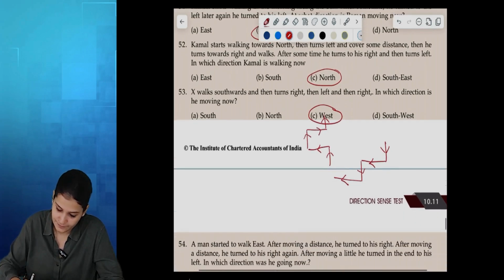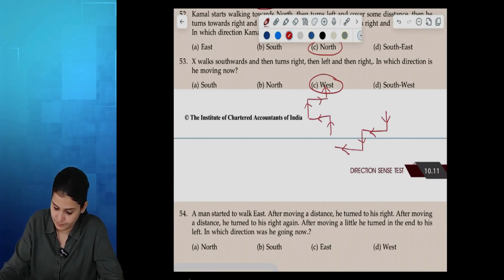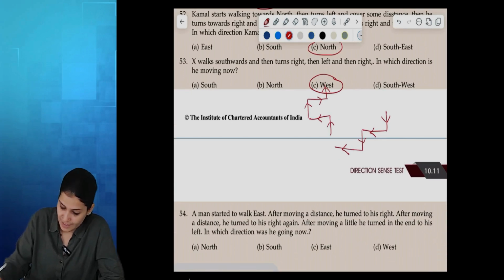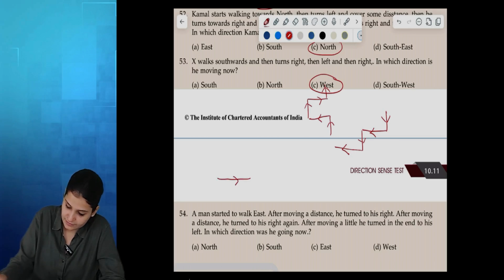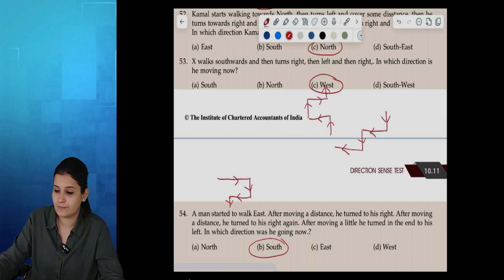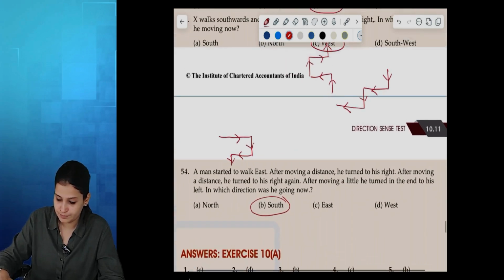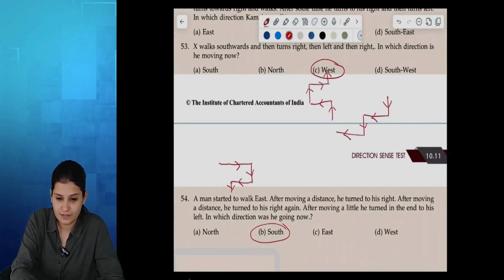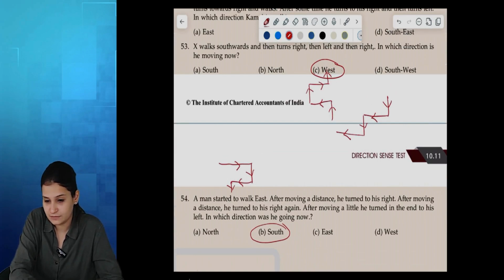54. South. A man started to walk east. Some distance he turned to his right. After moving a distance, he turned to his right. After moving a little in the end to his left, moving downwards, so south. Any problem? No, ma'am. All of you clear? Yes, ma'am.